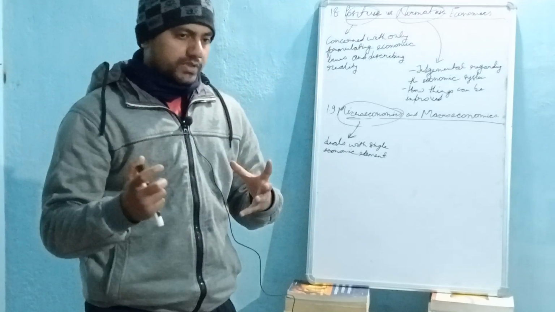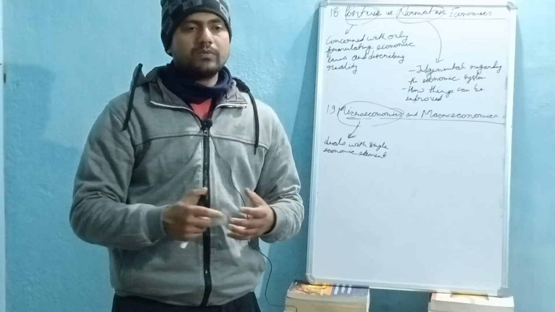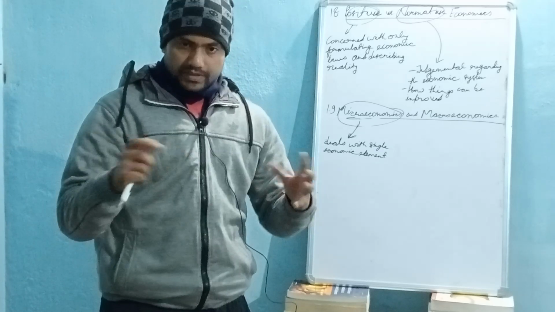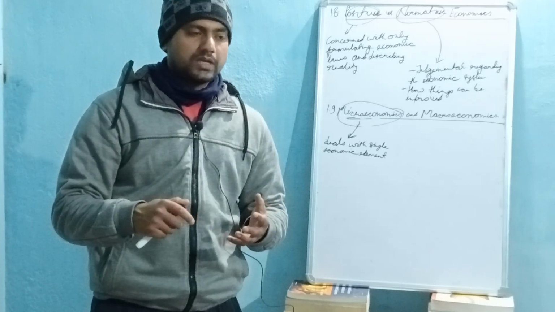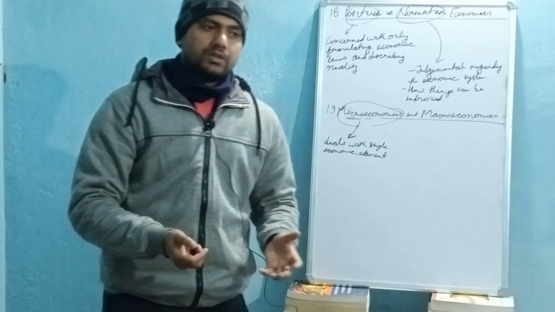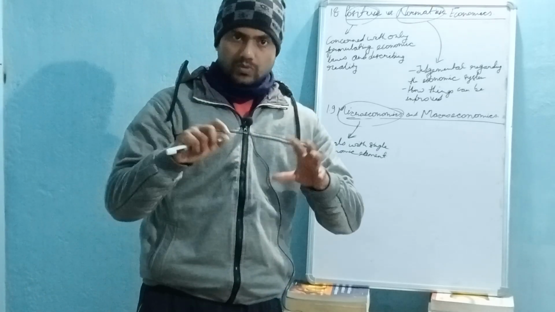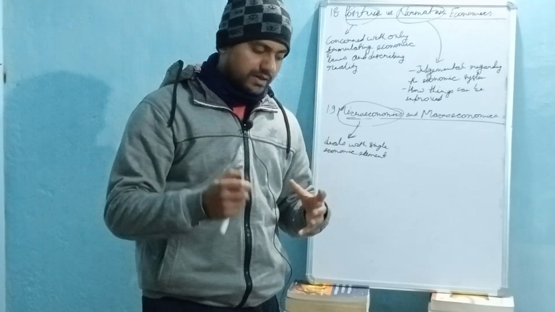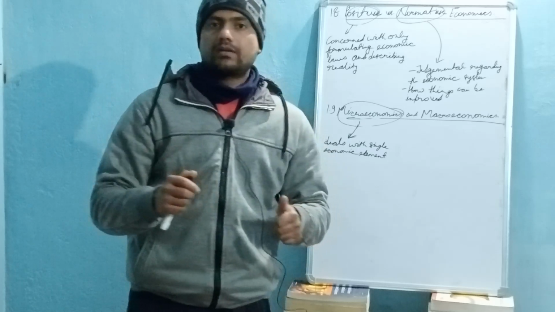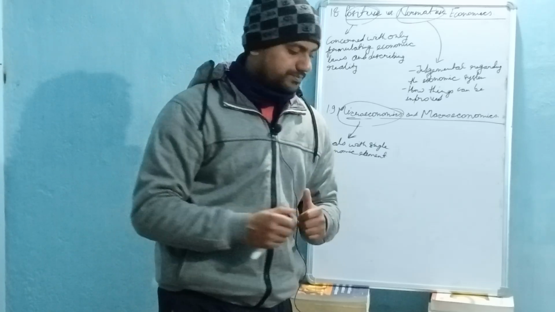So how can we differentiate between micro and macroeconomics? For example, the economic behavior of a particular firm can be studied under microeconomics. But if it is the behavior of the whole industry, then we study it under macroeconomics. If we analyze the behavior of the whole industry, that can be studied under macroeconomics.